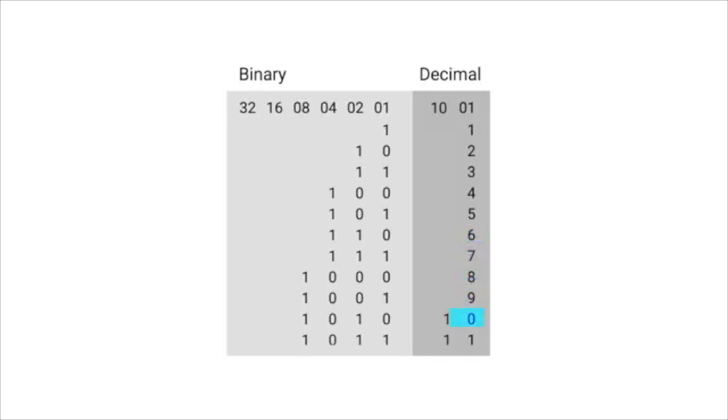We add a 1 to a new column, then start over at 0 in the original column. We repeat this process over and over in order to count all whole numbers. Counting in binary is exactly the same. It's just that you only have 2 numerals available.